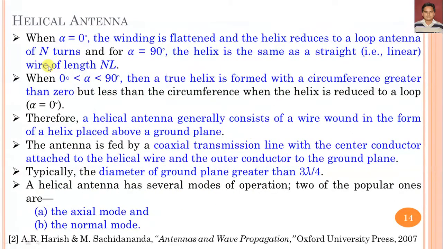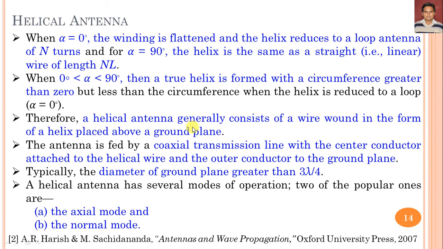So we can say that if the value of alpha lies between 0 and 90 degree, then a true helix is formed, with a circumference greater than 0 but less than the circumference when the helix is reduced to a loop, alpha equal to 0 degree.